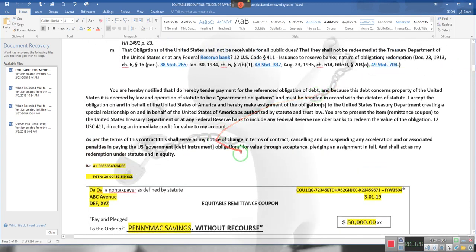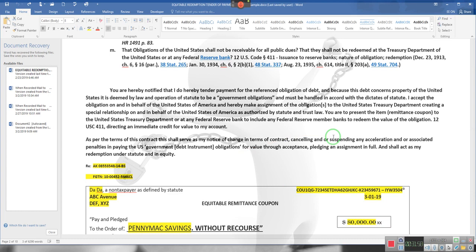Watch this. Where's that Treasury assignment? No, not there. It says that you accept the obligation on and in behalf of the United States of America and hereby make an assignment of the obligations to the United States Department of Treasury. Anything associated with this debt, you're assigning to the Treasury, to be discharged the way the law says it is to be discharged. This is what you're doing. This is what this document does.